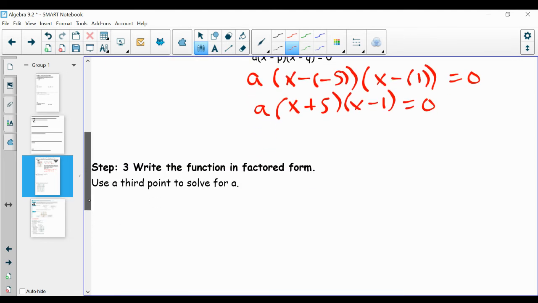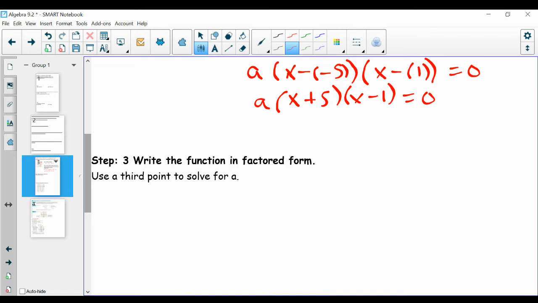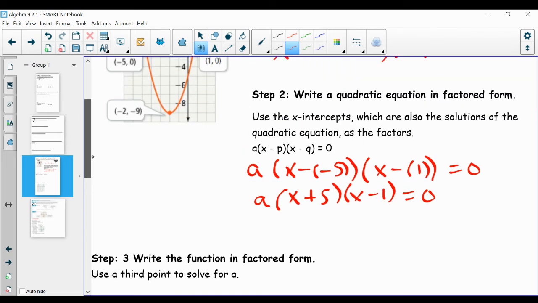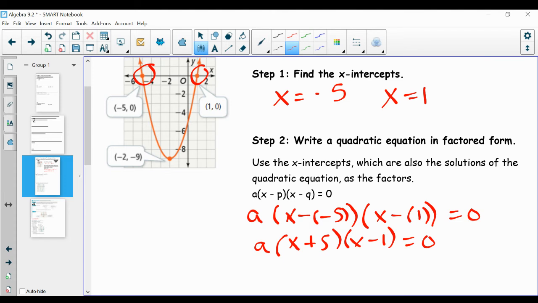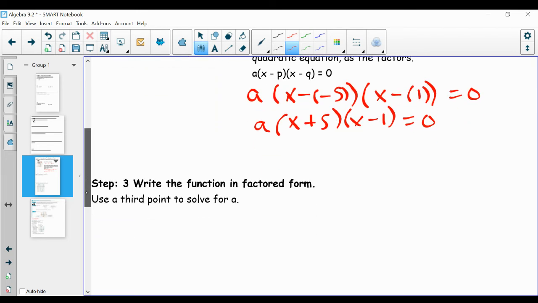That's step 3. To write the function in factored form, we're going to use a third point to solve for a. Now, I see my x-intercepts. I also see my vertex. That's a third point, so I'm going to use that point to solve for a. So my x is going to be -2, and my y is going to be -9.